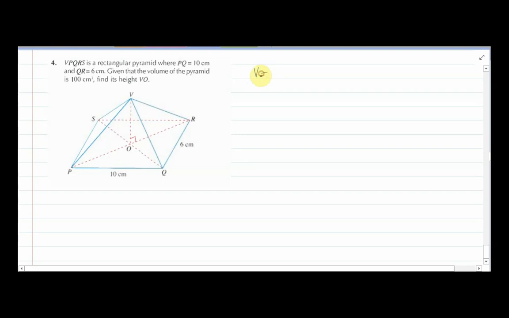So volume is equal to 1/3 base area multiplied by height. First working, we need to find the base area. Now the base area is basically the area of a rectangle, right?